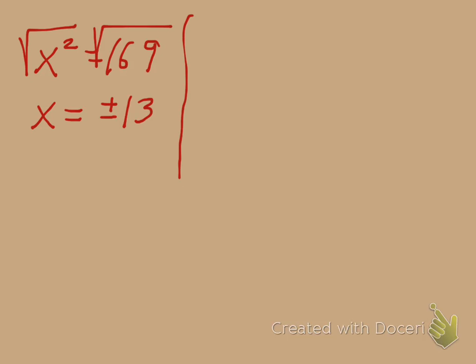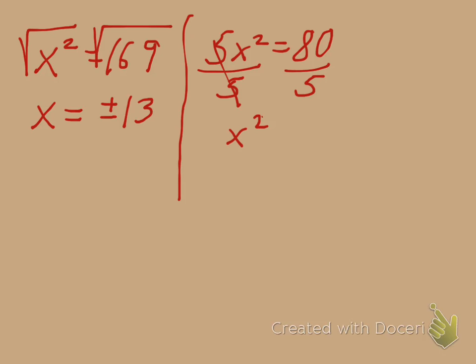So what if the x squared term is not by itself, like 5x squared is equal to 80? Well, we make the x squared term by itself by dividing both sides by 5. This gives us, then, x squared is equal to 16. And now, same thing as last time, take the square root of both sides, and x is equal to plus and minus 4.